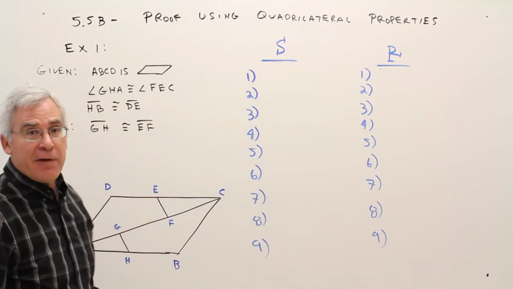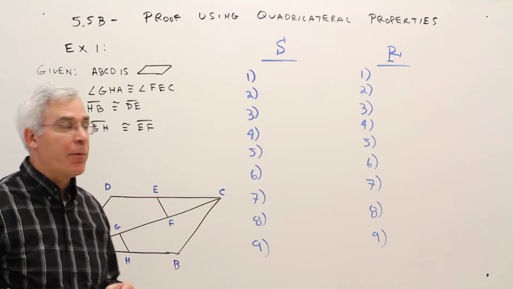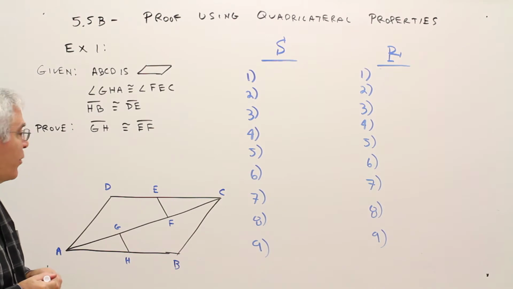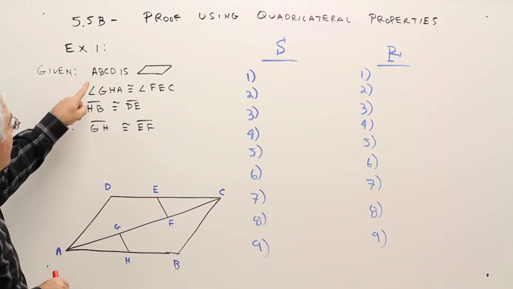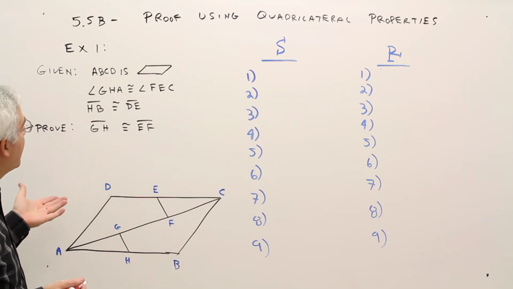Welcome to video 5.5b, a proof using quadrilateral properties. So here's example 1. I'll mark up the diagram as I go over the given. ABCD is a parallelogram, okay?